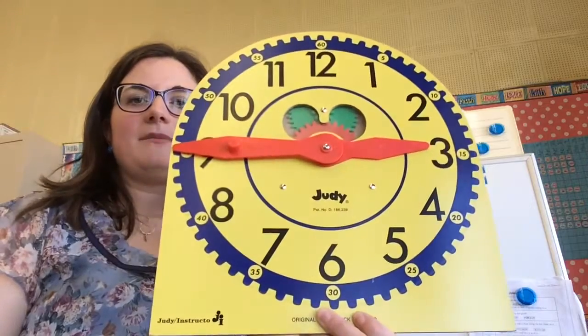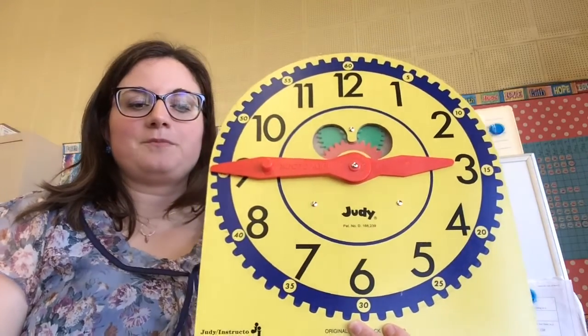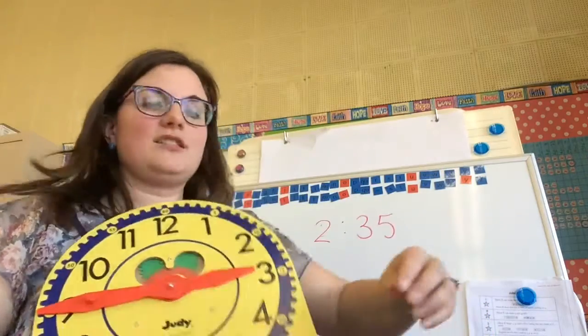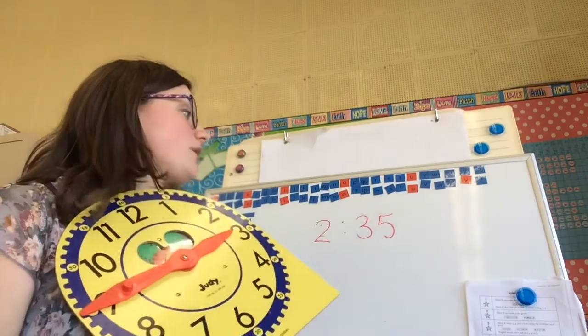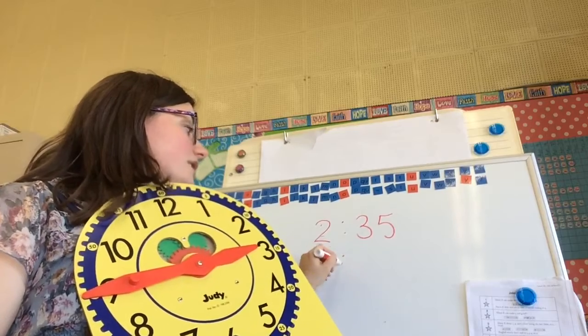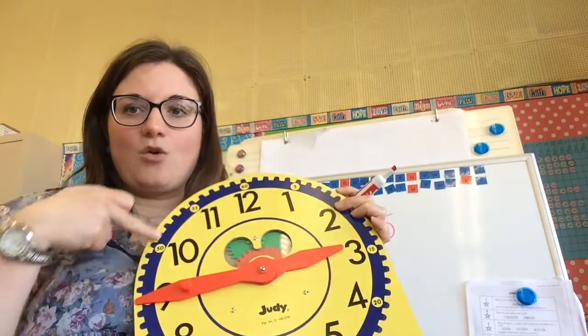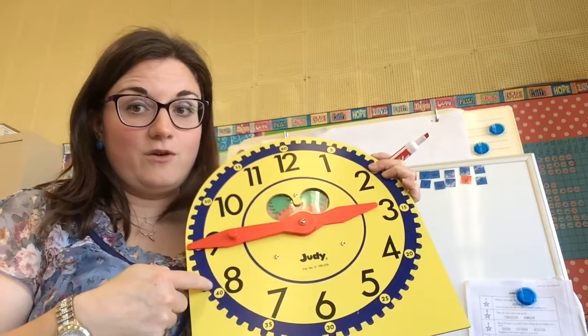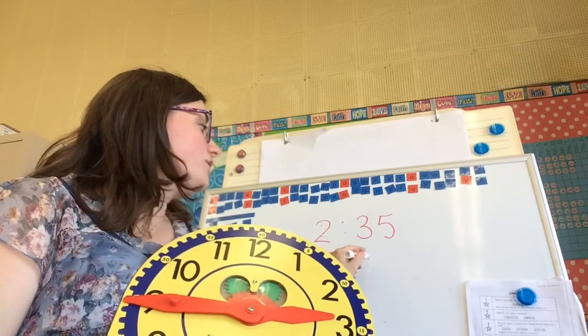Who can tell me what time it is now? I just moved our hour hand up. It's still 2. We don't have it quite at the 3 yet. 2. And because it's at the 9, remember that quarter? We know we had 35 here. 40, 45. We have 2:45.